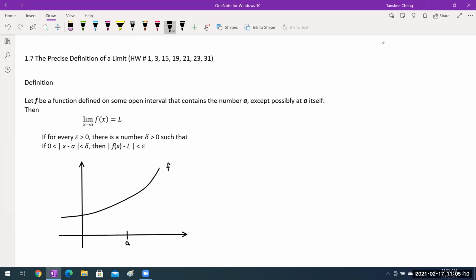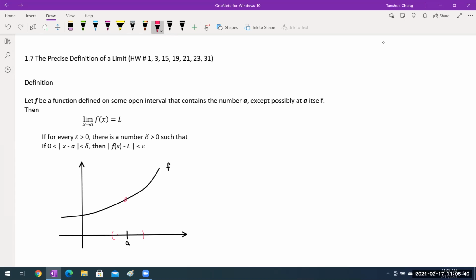But what this statement is saying is that sometimes the function will be defined around a. An open interval containing a means around a, but possibly a itself means the function may not be defined at a itself. So there will be a hole, right? And the open interval around a is something like this if we enlarge the picture. So that's what this first part is saying.